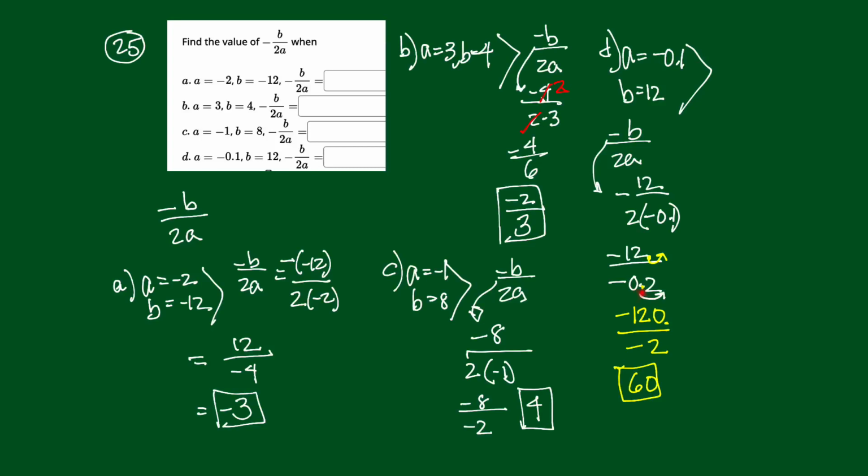Now when I say I'm just moving it over, what I'm really doing is multiplying by 10, since it's one spot to the right. If I multiply the bottom by 10, 0.2 times 10 is 2, and then multiply the top by 10. Well, 10 over 10 is 1, and 12 times 10 is 120.